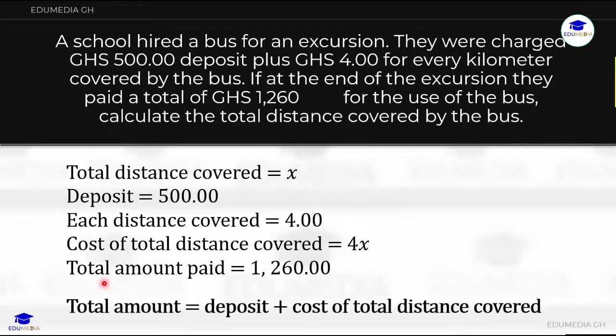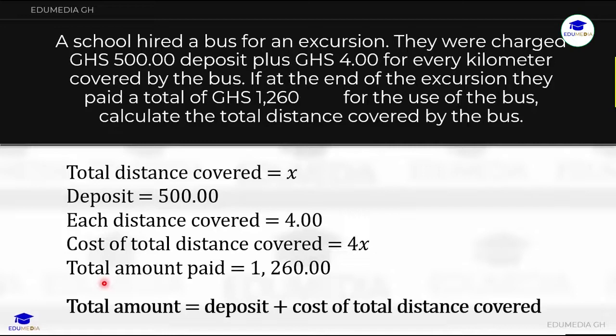So from the question, the deposit that is made is 500 cedis. We are aware of that. Each distance that is covered is 4 cedis. We are aware of that. The cost of the total distance covered, we don't know that. But we know that every distance that we have covered is 4 cedis. And we are looking for the total distance covered, which is represented as x. Therefore, the cost of the total distance covered is going to be 4 times the total distance covered. So that's why we have 4x. The total amount paid is 1,260 Ghana cedis.